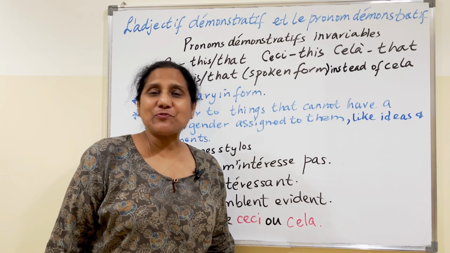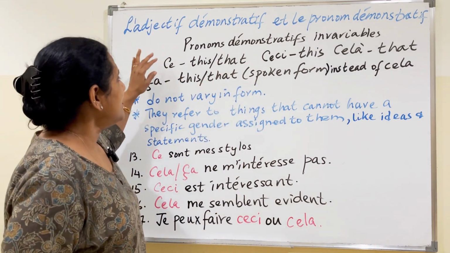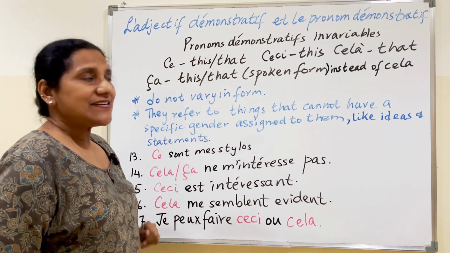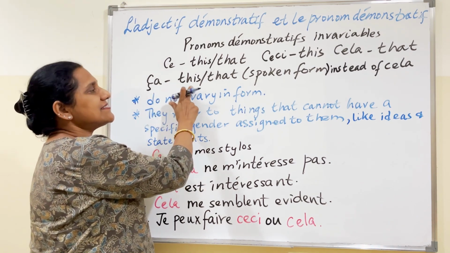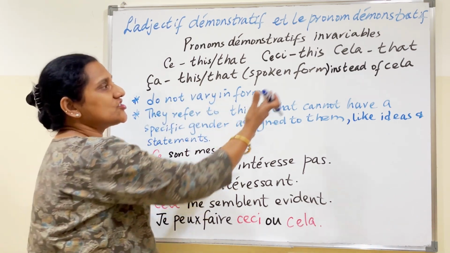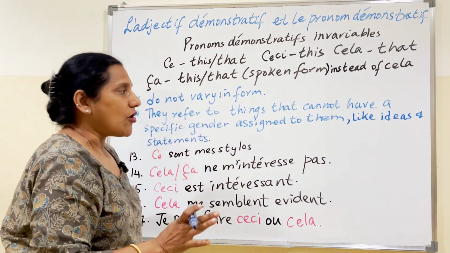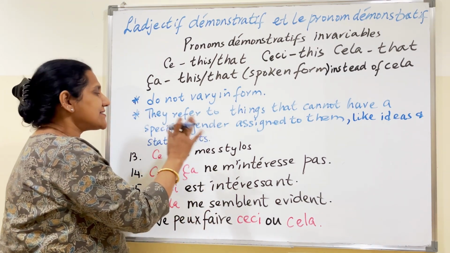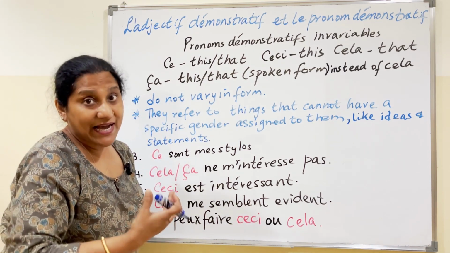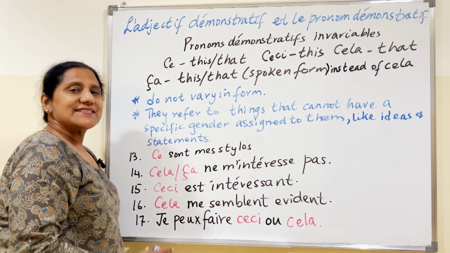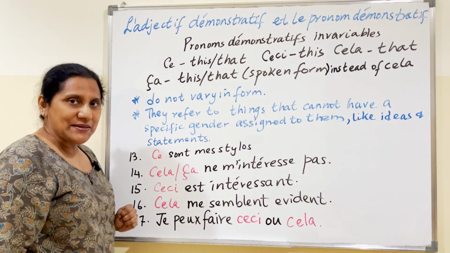Let us look at pronoms démonstratifs invariables. Alright, these are invariable. So, ce means this or that, ceci this, cela that, ça this or that is used in spoken French instead of cela for emphasis. Now, they do not vary in form and they refer to things that cannot have a specific gender assigned to them, like ideas or statements. So, in a sentence, when you don't see any gender mentioned, we can use these. Let's look at some examples.